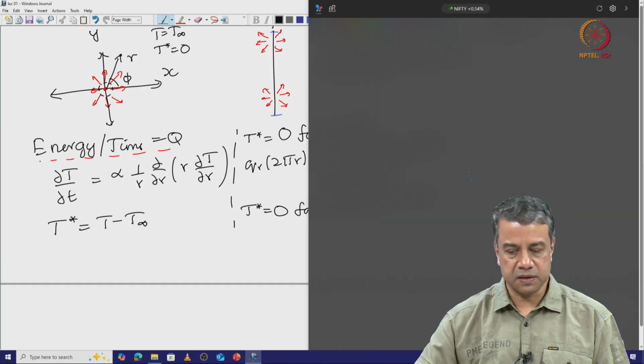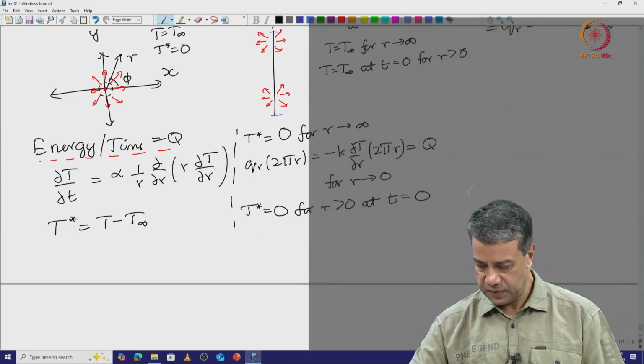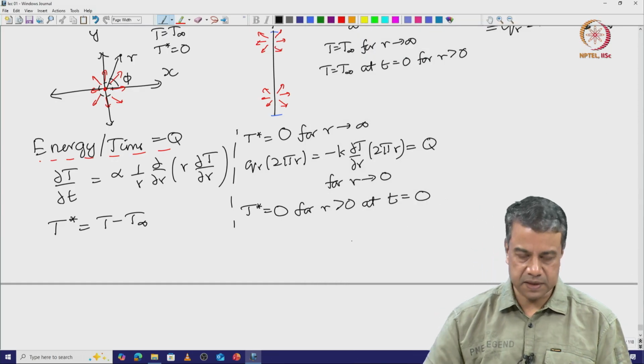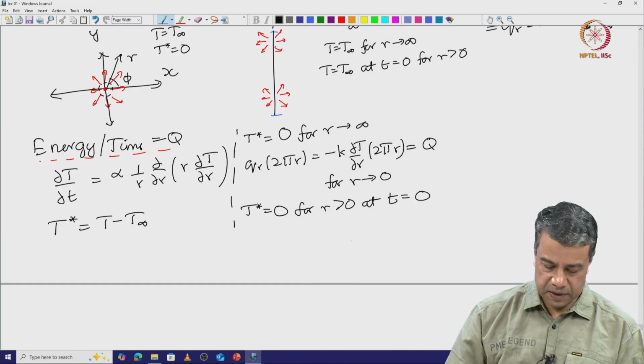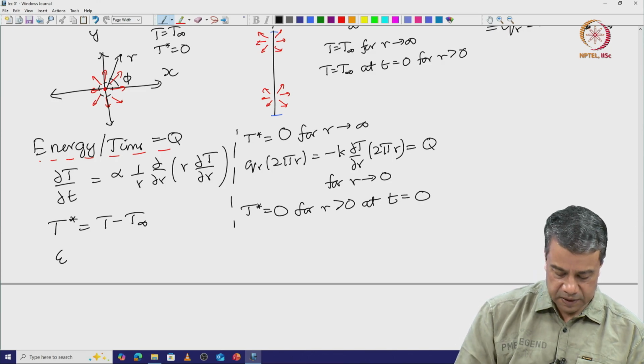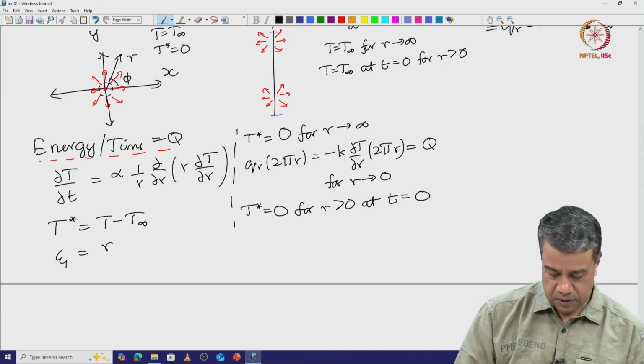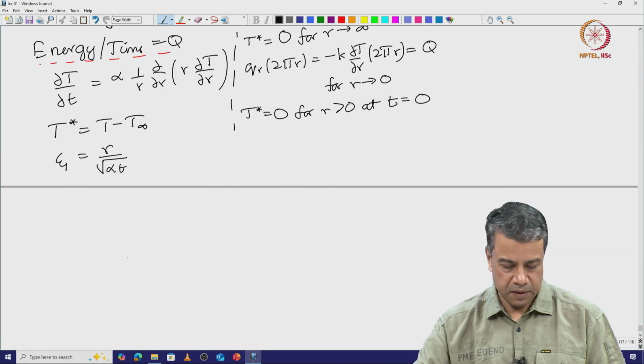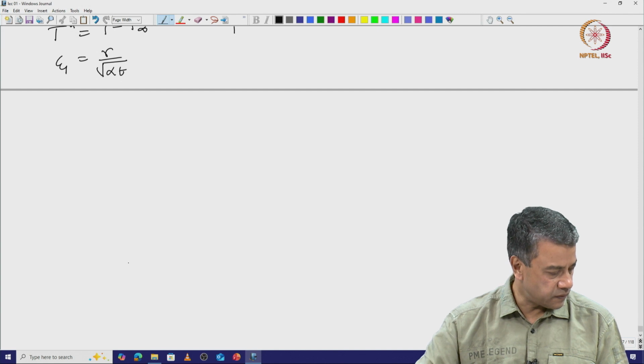Now, I do my reduction to an ordinary differential equation using the fact that there is no length scale in the problem. If there is no length scale in the problem, I can define psi is equal to r by root of alpha t. Psi is equal to r by root of alpha t.